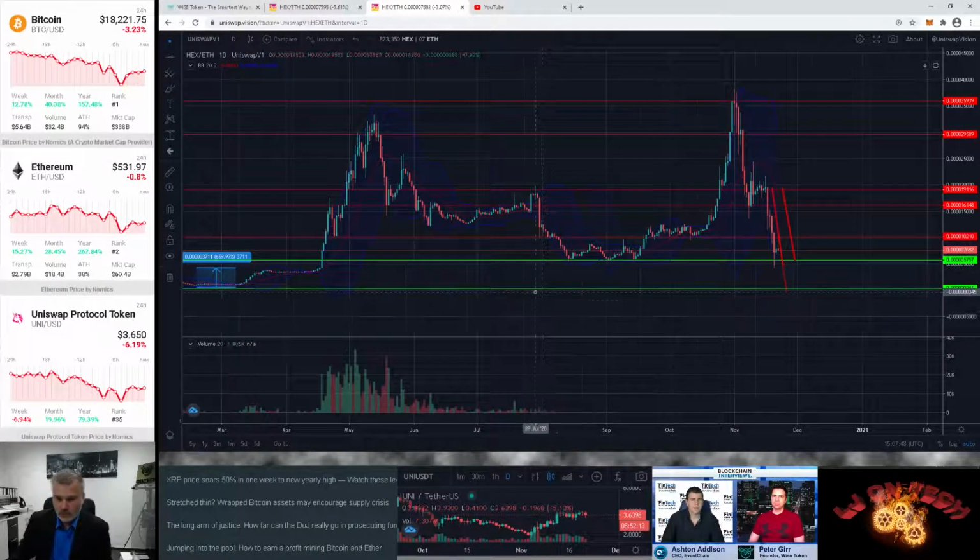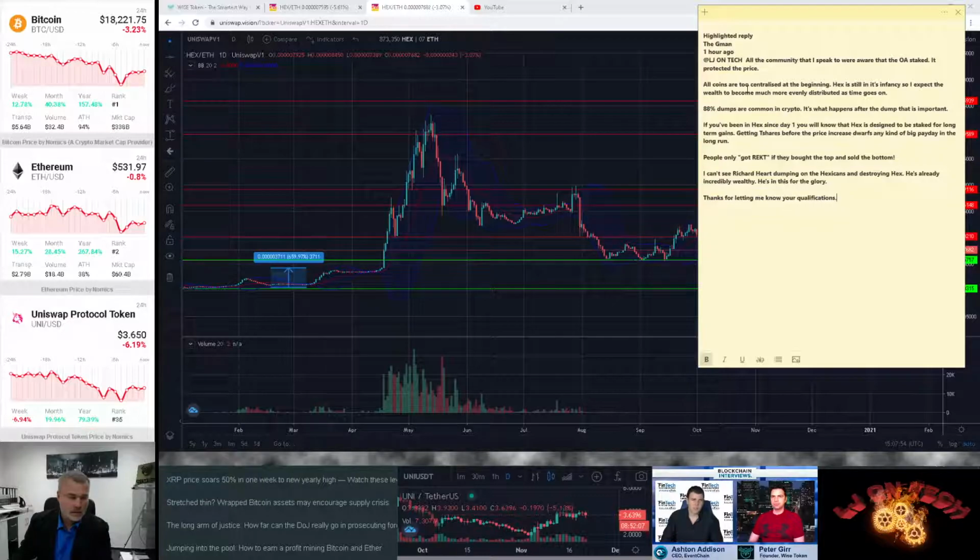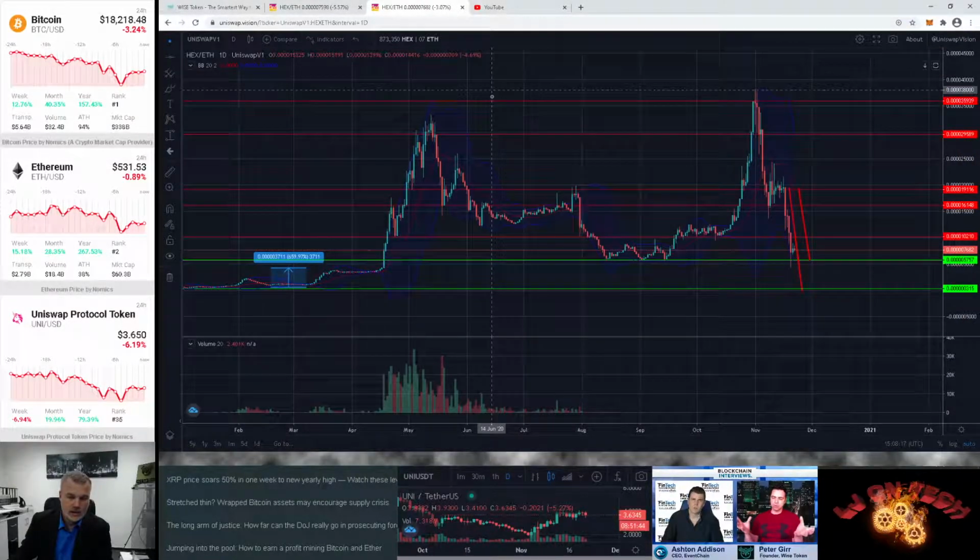One of the points we're trying to make here, following the G-Man's comments, let's just read it. G-Man responded, all coins are too centralized at the beginning. HEX is still in its infancy, so I expect the wealth to become much more evenly distributed as time goes on. That's true. Almost any cryptocurrency project was very centralized when it started. That means one person or a group of people, including the founders of a project, held the majority of the coin. That includes Ethereum.